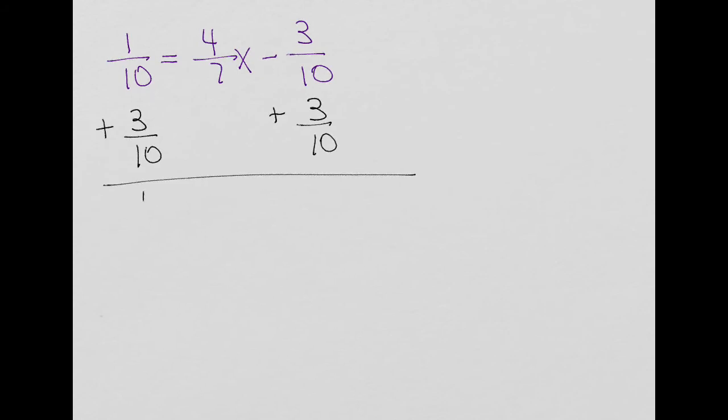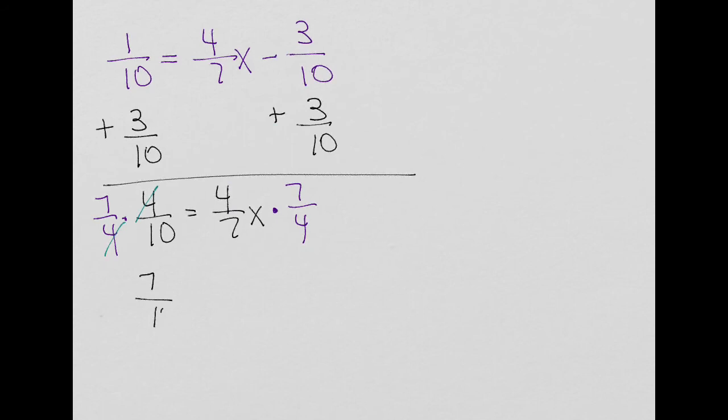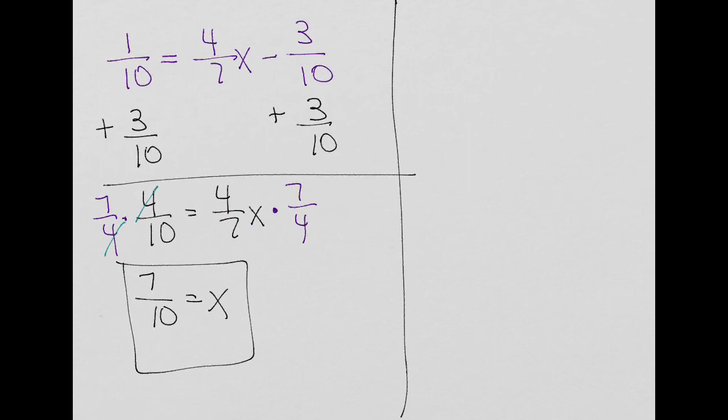1/10 plus 3/10 would be 4/10. And then to solve for x, we're going to multiply by 7 over 4. And let's see, the 4 cancels out. So I end up with 7/10 equals x. Now I'll go ahead and work through it the other way, just to show you that it works the same. You get the same answer.